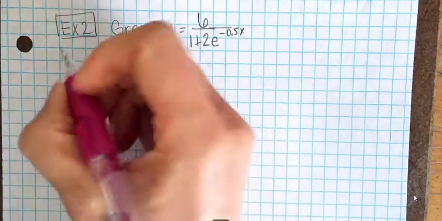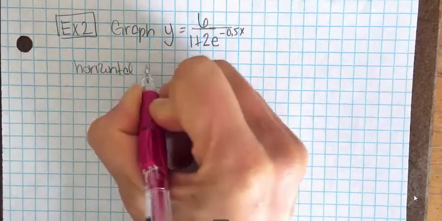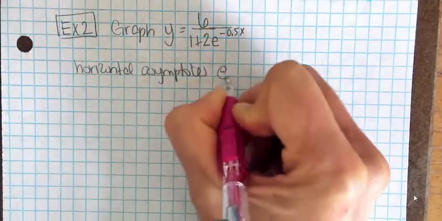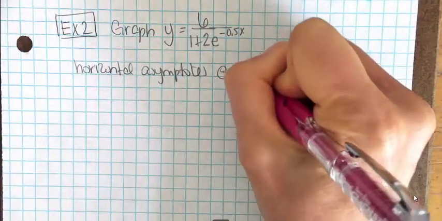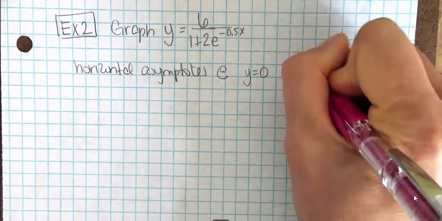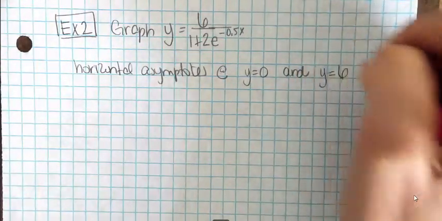Okay, so first of all, I know that I have horizontal asymptotes at, well, one of them is always going to be at y equals 0. And the other one is going to be where C is, right? So this is my C up here. So the other one is when y equals 6.